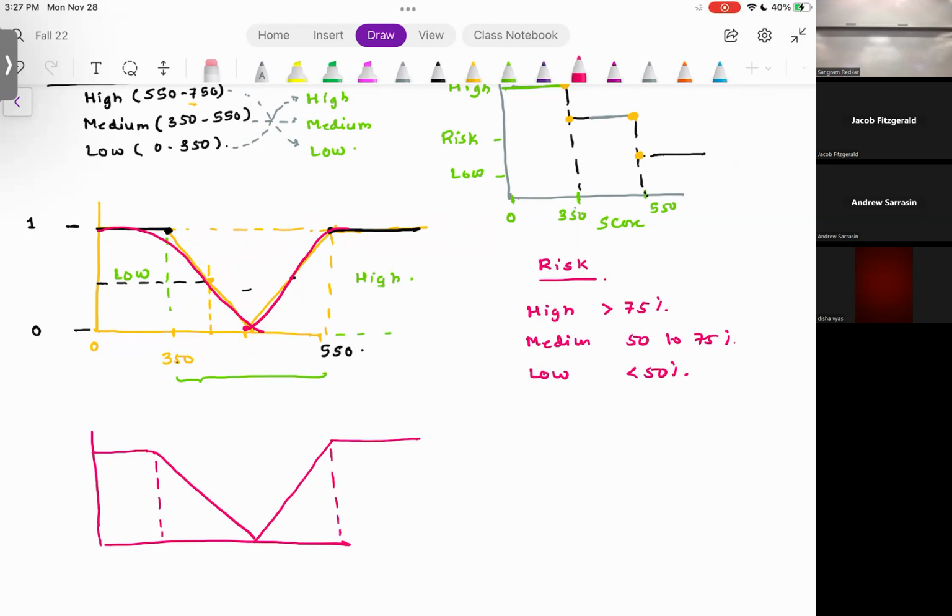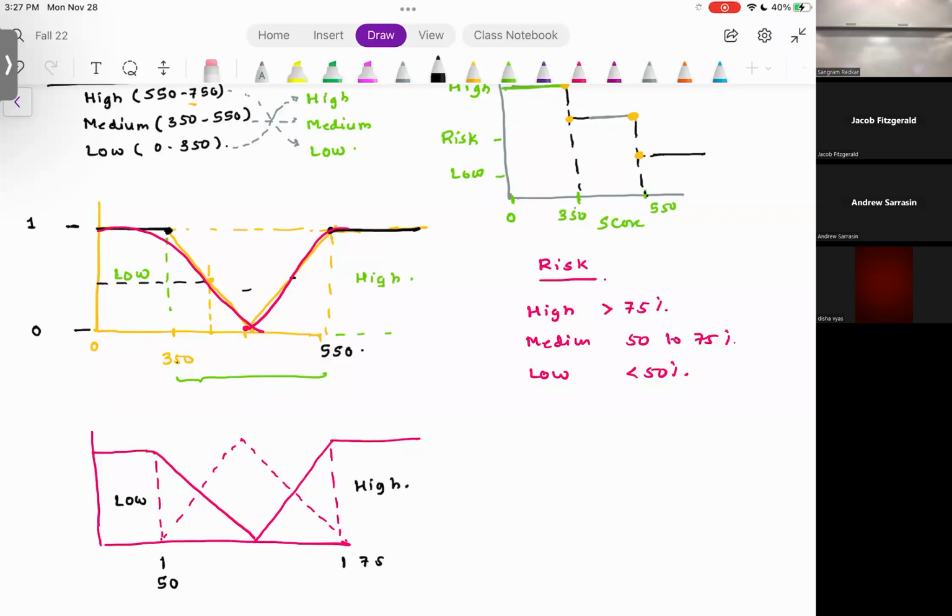And again, sometimes just to make life easier, you can actually add something like this. So these are the membership functions. Now I'm going to say if it's greater than 75%, it's high risk. If it is less than 50%, it's low risk. So this is low risk and this is high risk.